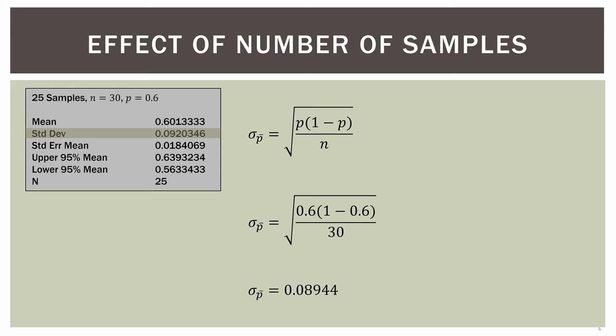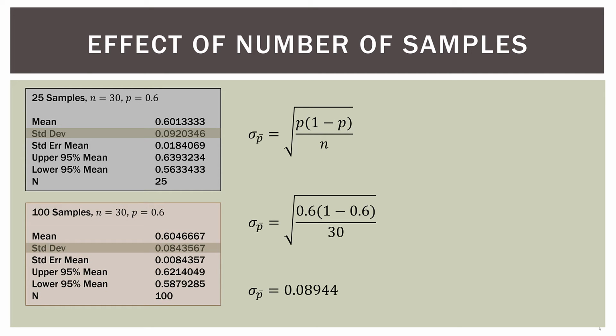So if we do that again, we get a mean of 0.60133. That's what we would expect to happen. Notice our standard deviation here, 0.0920. Again, that's very close to 0.08944, which is what we would theoretically expect down here at the bottom.